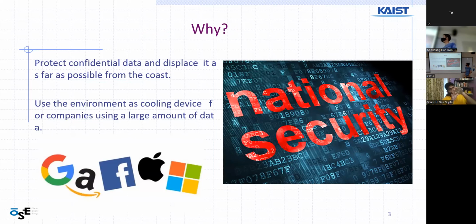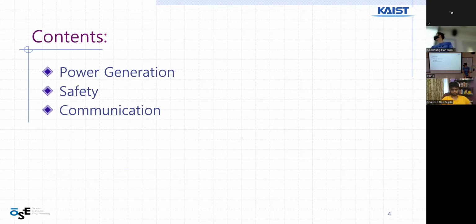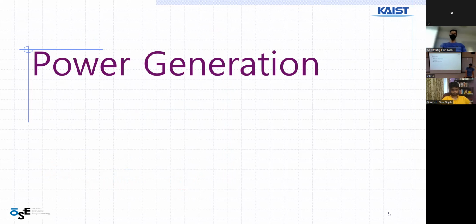Why are we proposing this? Because we want to protect continuous operation and place it as far as possible from the coast, and also use the environment as a cooling device, so it will technically use less energy. And we're going to discuss the power generation, safety, and communication.